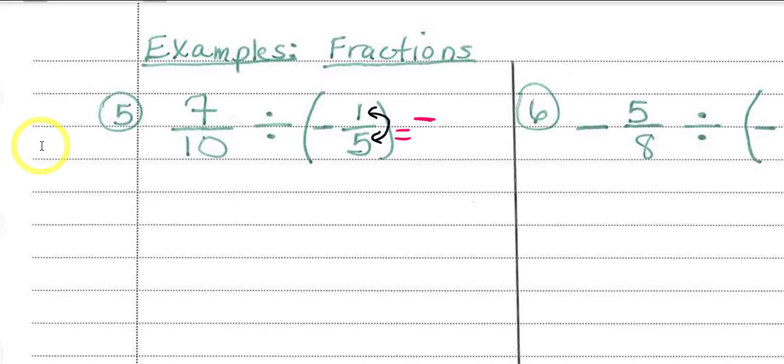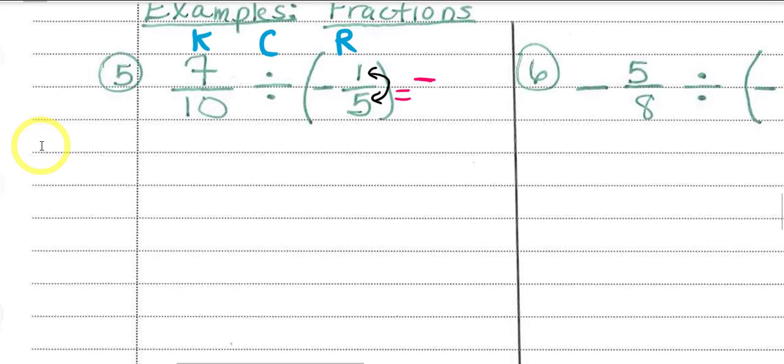Something you can remember, a mnemonic that'll help you, is that we keep the first fraction the same, we change the division to multiplication, and we use the reciprocal of the second fraction. Okay? So let's try that and see what that looks like. If I keep the first fraction the same, I'm going to have 7/10. I'm now going to change from division to multiplication, and I'm multiplying by the reciprocal. So it's still going to be a negative number, except now instead of 1/5, I'm going to have 5/1.